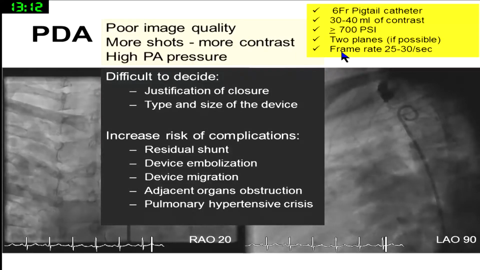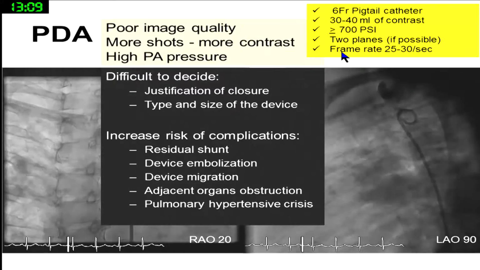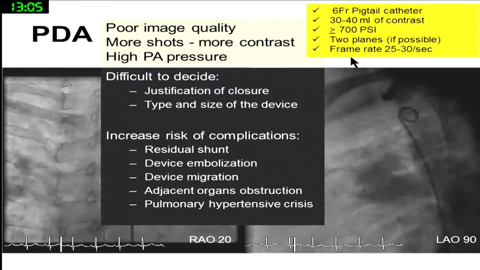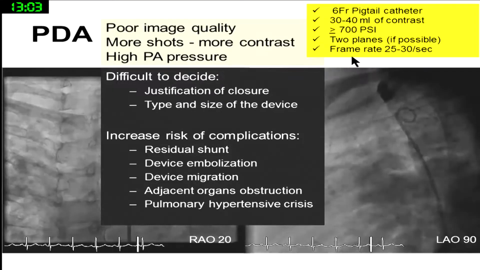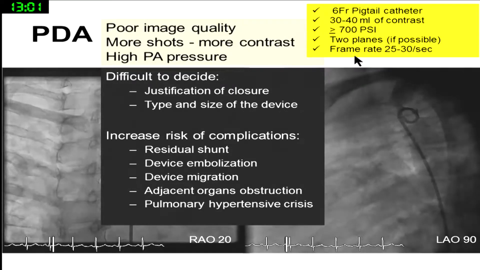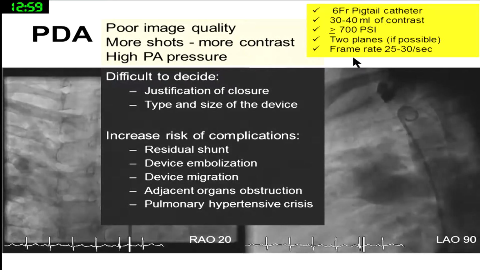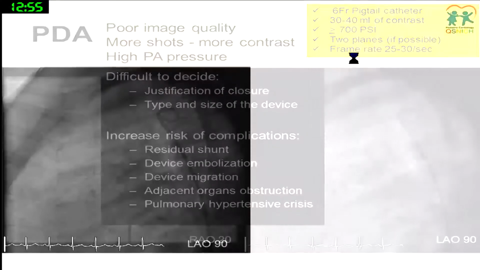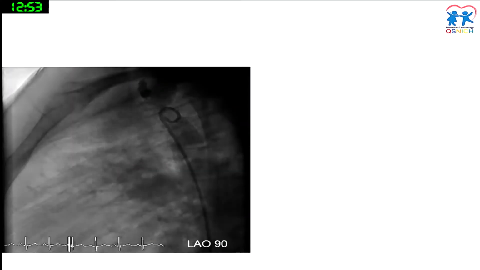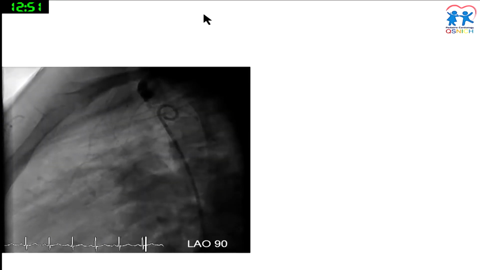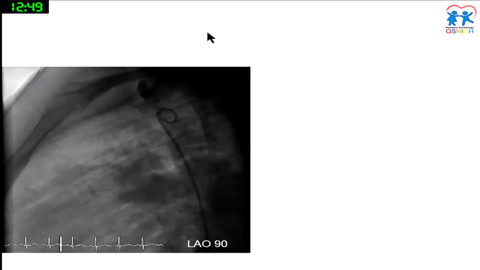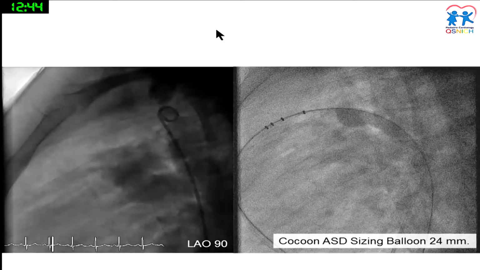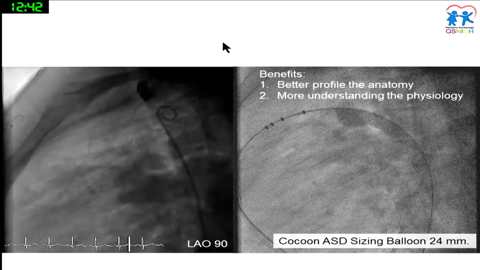And don't forget the frame rate. Because sometimes when we deal with these adult patients, we tend to use the settings of adult PCI, which is usually just 15 frames per second. That is not really enough for a very high flow situation, so remember this. In this case, even if we try our best and it doesn't work, it comes to the issue of how to do a balloon test occlusion.